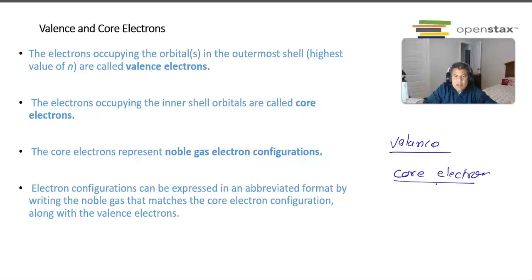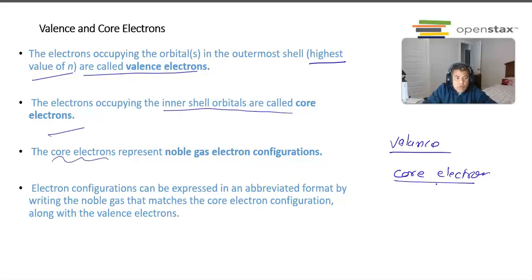So what are valence electrons? Valence electrons are the electrons in the highest value of n, or highest energy level. And the occupied inner shells are the core electrons. Okay, we will see which are core and which are valence, and how many valence electrons are in a particular atom.